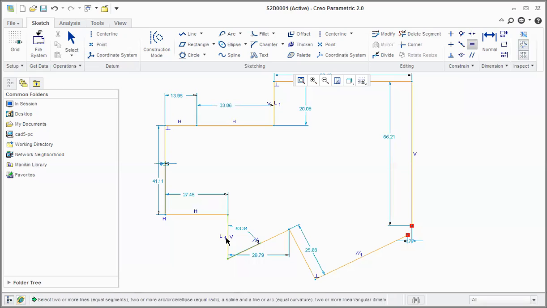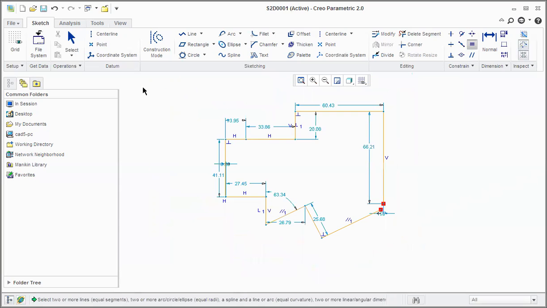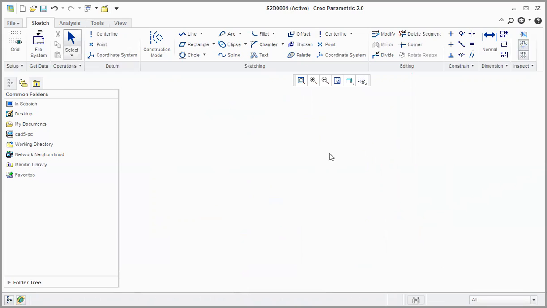So here L1 and L1. This L1 and this L1 indicate that these two lines have equal dimension, and the dimension is equal to 20.08. So in this way we can provide equal dimension for different lines. So these are the constraints. After that, the next constraint is the symmetric constraint.